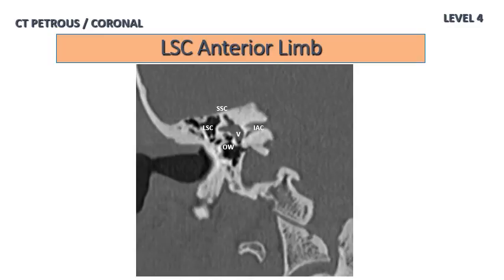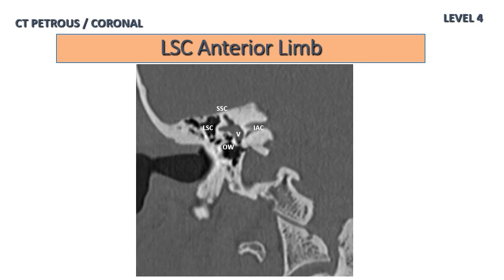Moving further anteriorly, we will find the fourth level, or the level of the lateral semicircular canal anterior limb. Again, we have to know that the lateral semicircular canal has an anterior limb which opens with the ampulla to the vestibule, and the posterior limb.